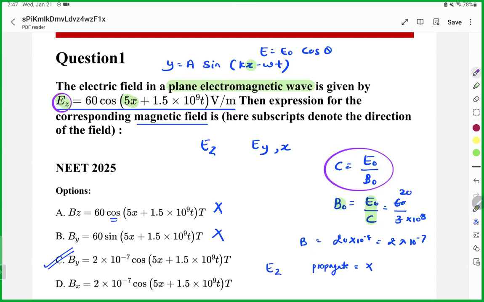Second, if you have z axis, then the magnetic field will be perpendicular to this, y or x. So z is not possible. If you have cos in the question, your answer should have cos then. Now you have to identify which axis, x-axis or y-axis, because you don't need to calculate anything else. You need to check direction. If this is z-axis and this is x-axis, then your magnetic field will be in the y-axis. Yes or no, guys?